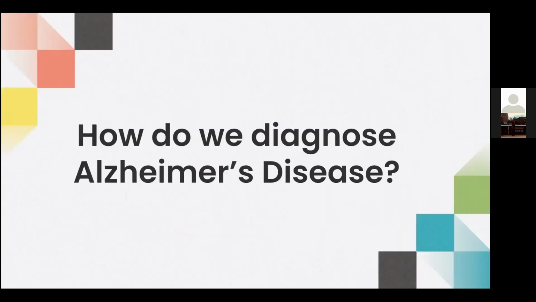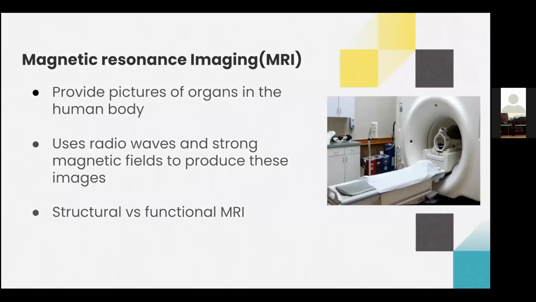So how do we diagnose Alzheimer's disease? Now we're going to get into more of the technology aspect of how to diagnose Alzheimer's disease. The first method that people use is MRI. MRI takes pictures of organs in the human body, and it uses radio waves and strong magnetic fields to produce these images. They'll roll the patient in, and then they'll take the image. There are two different kinds of MRIs: structural MRI and functional MRI.